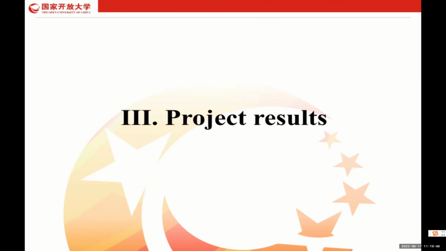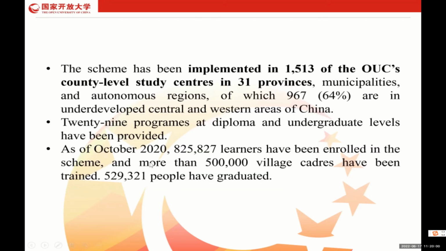We have operated the project for more than 40 years, and we have many resources. The project has been implemented in 1,513 of OUC's country-level study centers in 31 provinces, of which 64% are in underdeveloped central and western areas of China. It's very meaningful for our country.